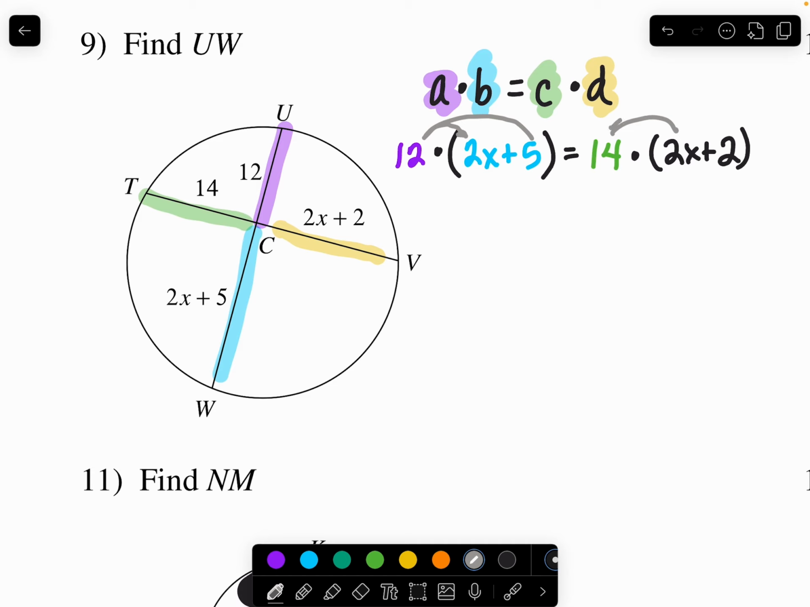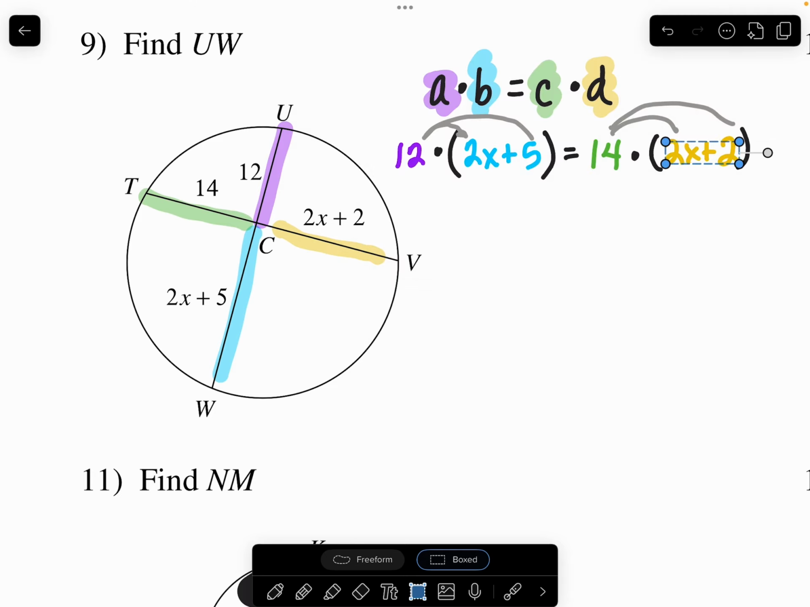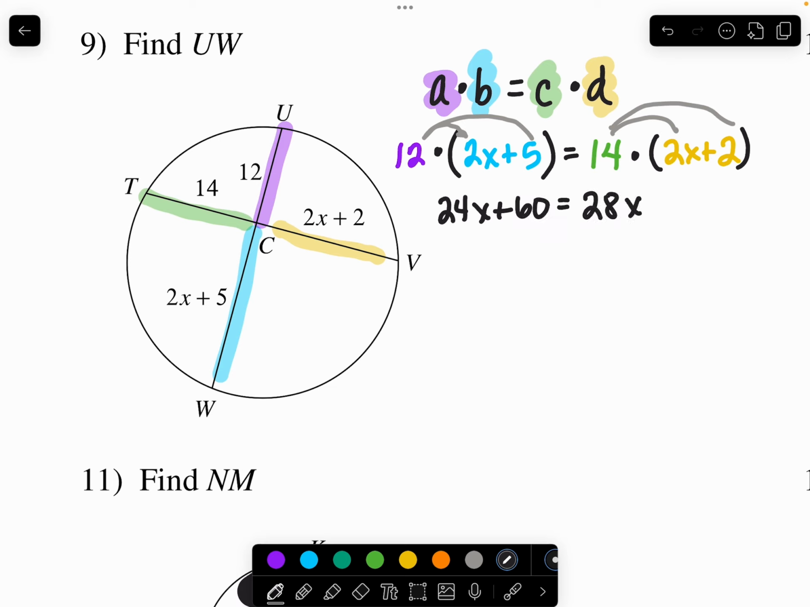So since these are already binomials, I'm going to go ahead and distribute. There are no like terms to combine, so I'm going to go straight to distribution. 12 times 2 is 24, so that'll be 24x plus 12 times 5 is 60. 14 times 2x is 28x. 14 times 2 is just 28.